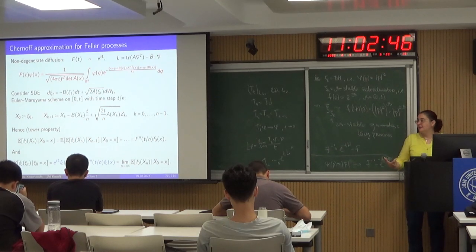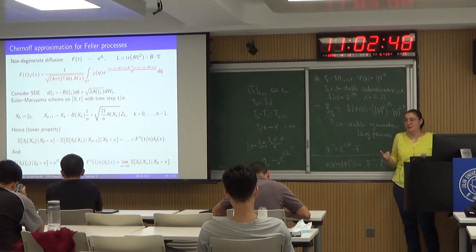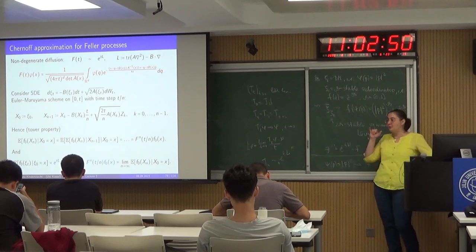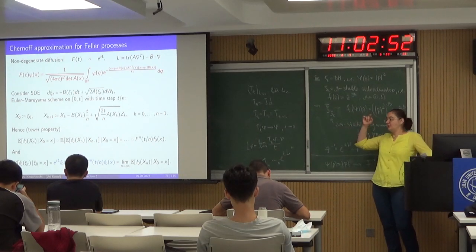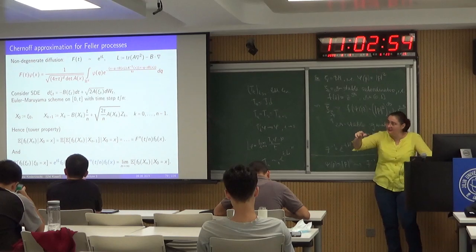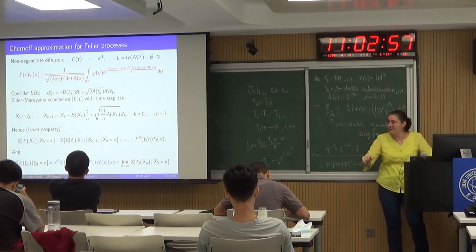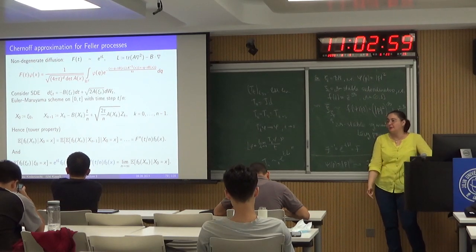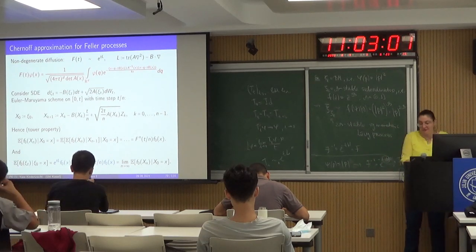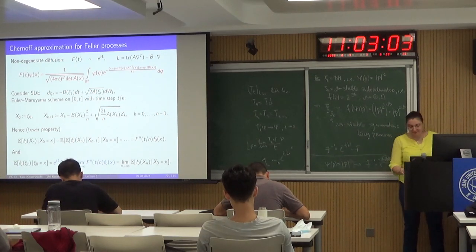So I said at the very beginning that Chernoff approximation gives us Euler schemes for PDEs, Euler schemes for SDEs, and approximation of path integrals. So now we have clarified everything, I hope.